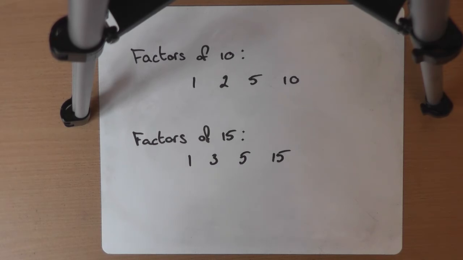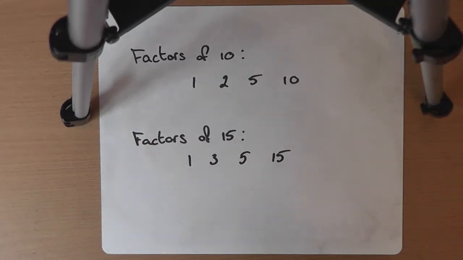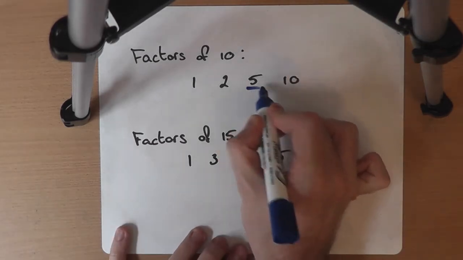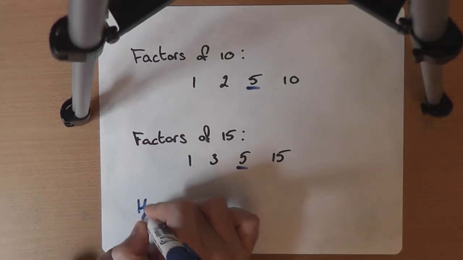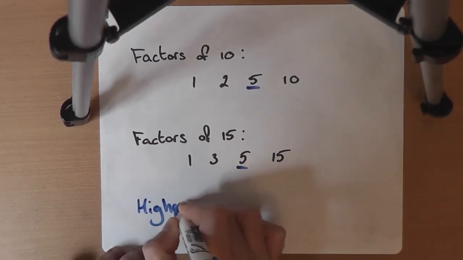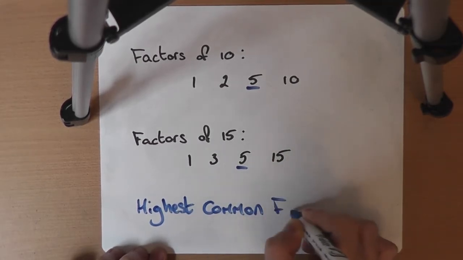And there are things we can notice about this. Well, first we might notice that there are certain things that the lists have in common. There's a 1 in both, and there's a 5 in both. Now, the 1 being in both is not very interesting, because actually 1 will be a factor of any number at all. But the 5 being in both is interesting. We can say that 5 is a common factor of 10 and 15, because it's common to both lists, it's in both lists. But in fact, we can say that 5 is the highest common factor.